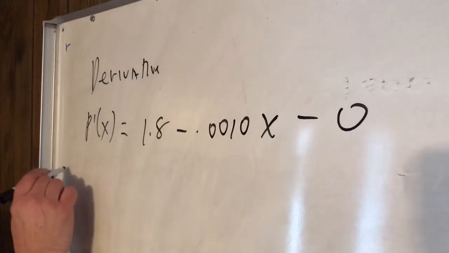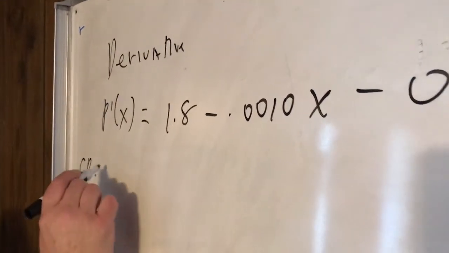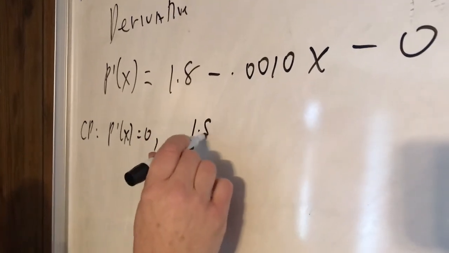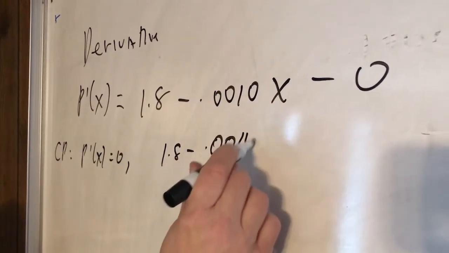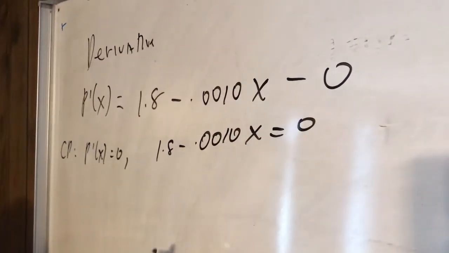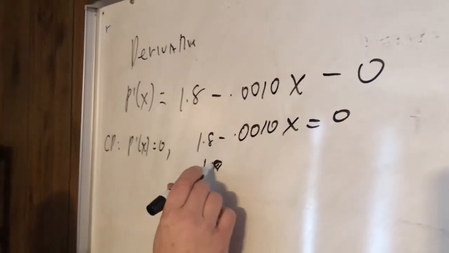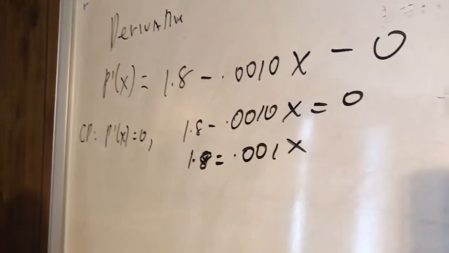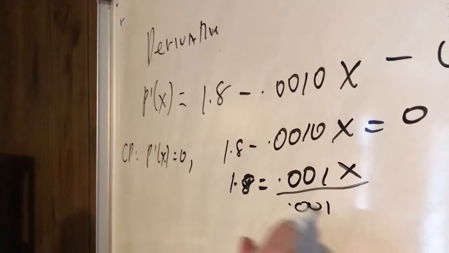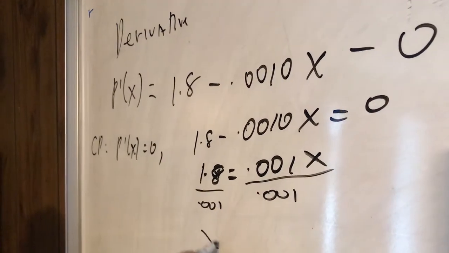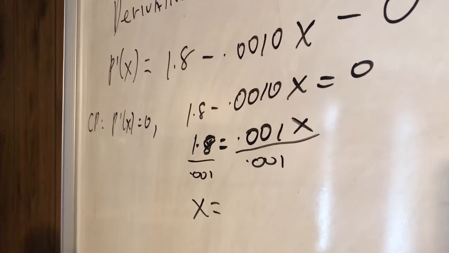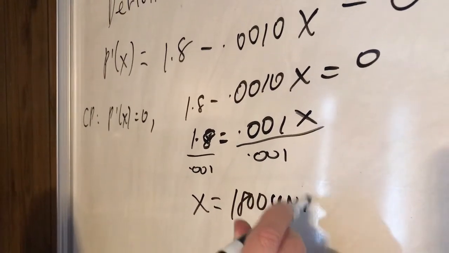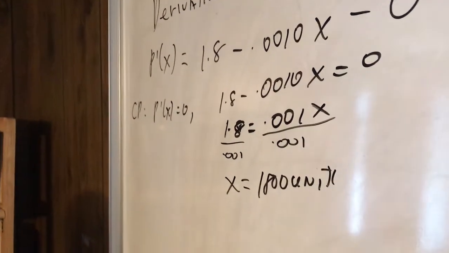So now to find our critical points, we set P prime x equal to 0. So 1.8 minus 0.001x equals 0. 1.8 equals 0.001x. Divide by 0.001, of course, and x becomes 1,800 units. Okay, now that's our critical point.